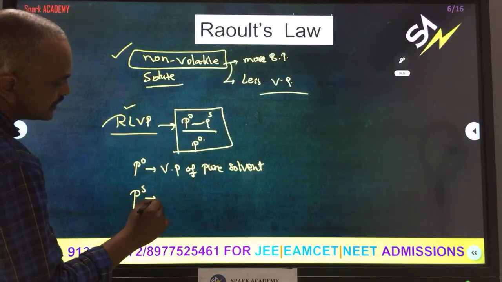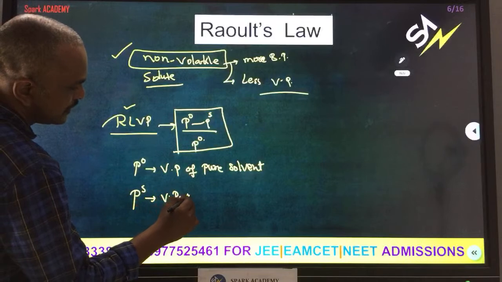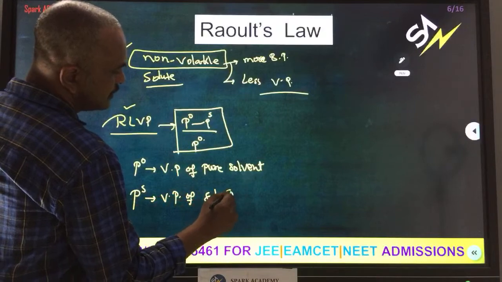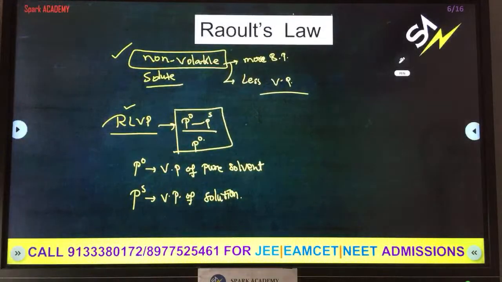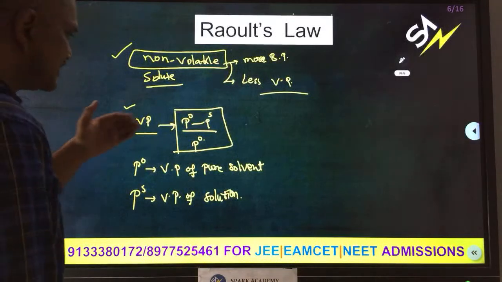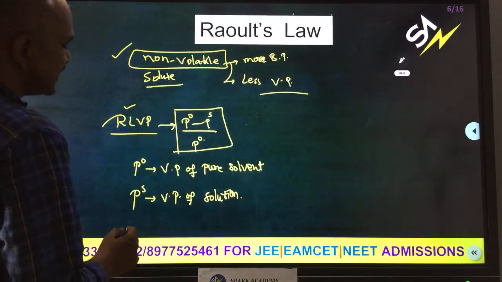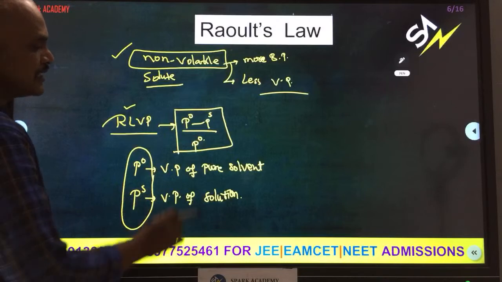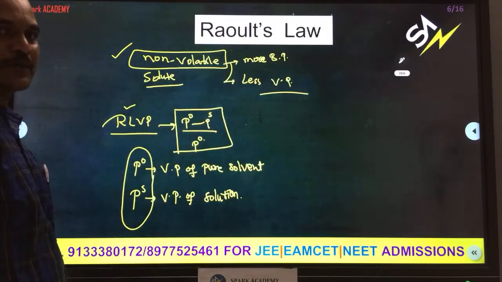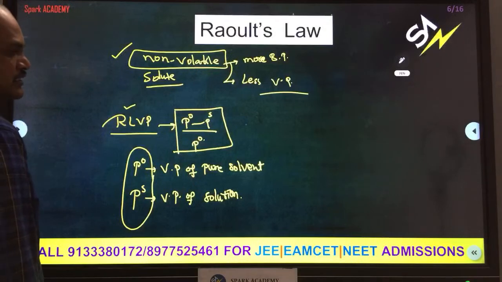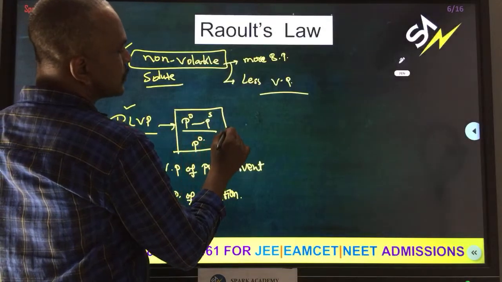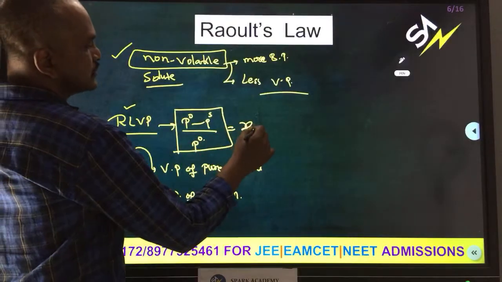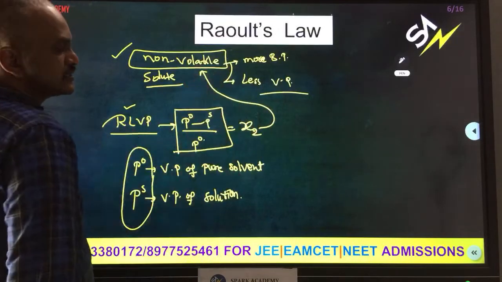PS is nothing but the vapor pressure of the solution. Solution means after adding the solute. So the ratio here, the difference between the vapor pressure of pure solvent and the solution, is known as the relative lowering of vapor pressure. This will be equal to the mole fraction of the solute when the solution contains non-volatile solute.